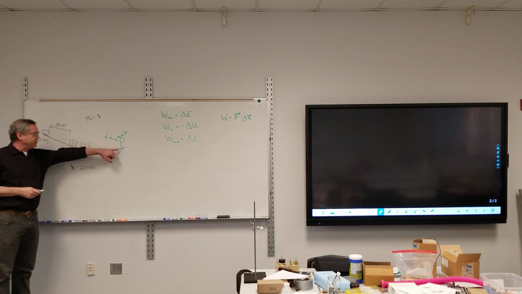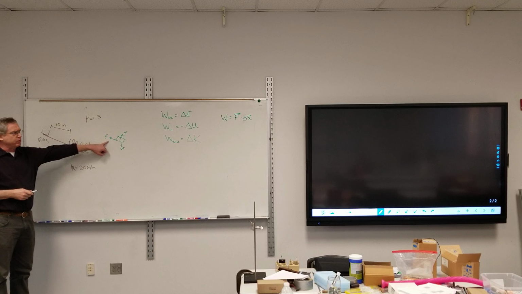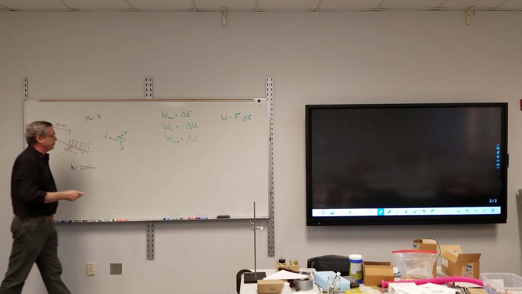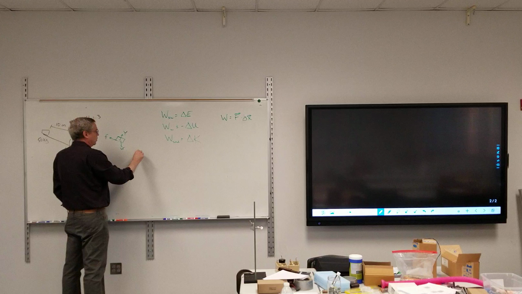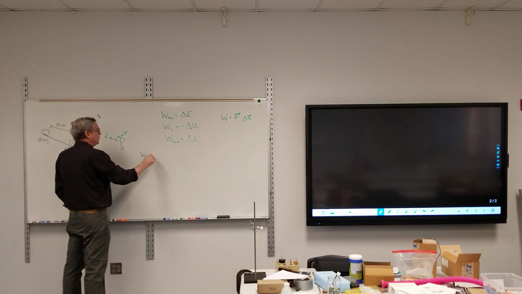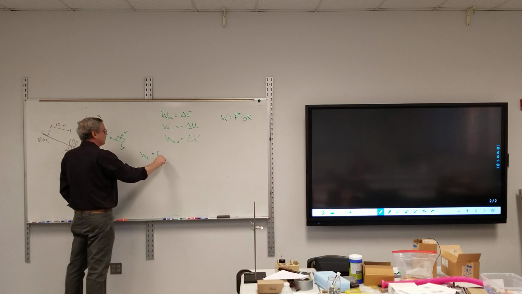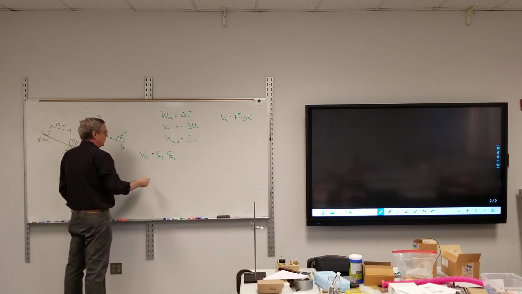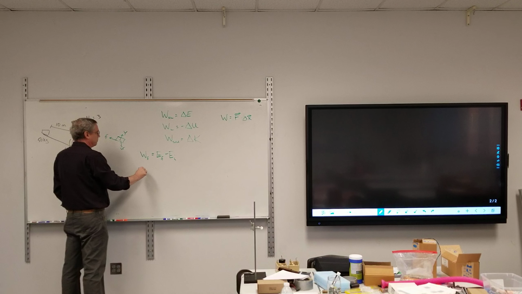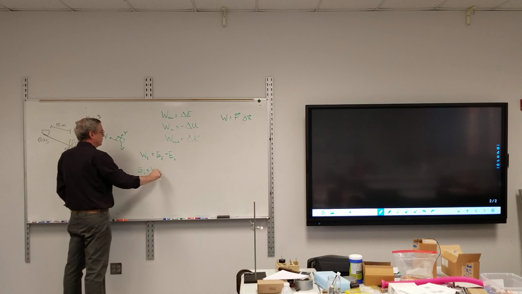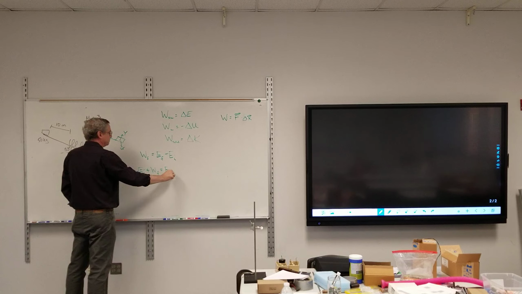So I have a conservative force and a non-conservative force. So we'll be using the first one there. I know that the work done by friction is going to be equal to the final energy minus the initial energy. Or the initial energy plus the work done by friction is equal to the final energy.